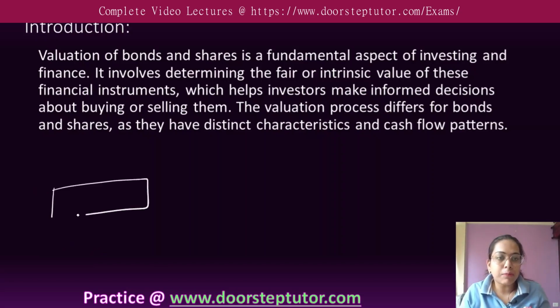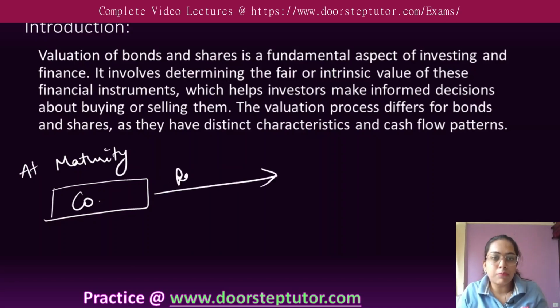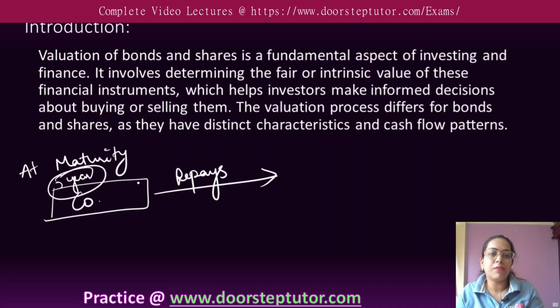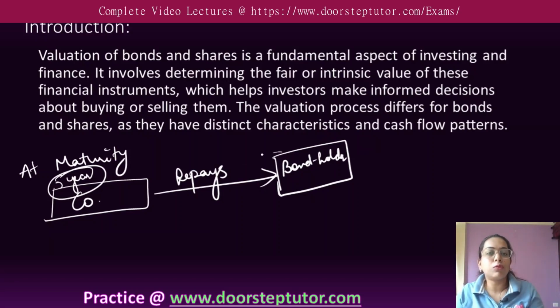And at the time of maturity, the company or the issuer repays the amount. Say the term for the money is 5 years; after 5 years the company repays the amount to the bondholder. The bondholder will go to the company, show the document he has, and get the money. So the company will repay the amount to the bondholder.